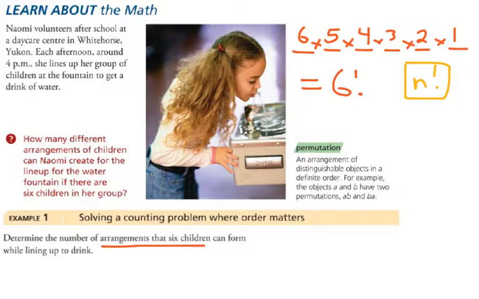But no matter what, to calculate that in this way, you would type in the 6, you'd enter the factorial function, however you do that on the calculator, and when you do that, you should get 720.